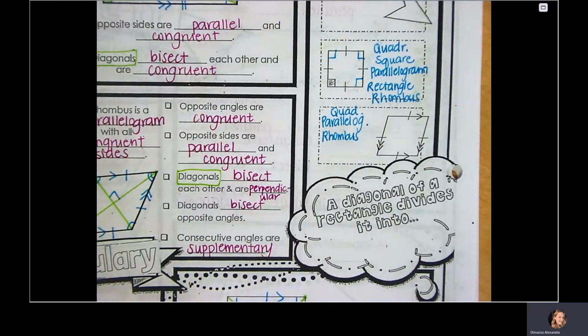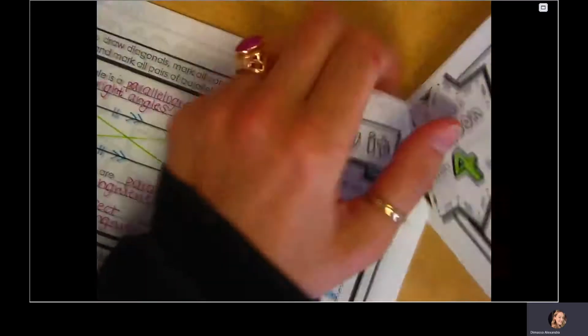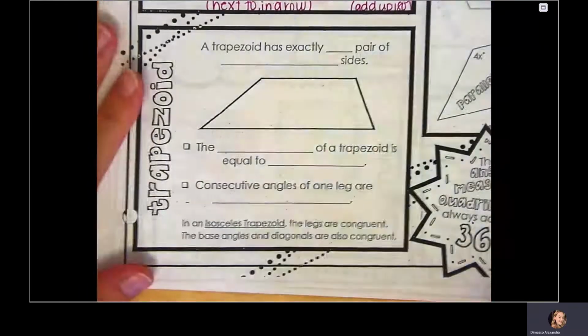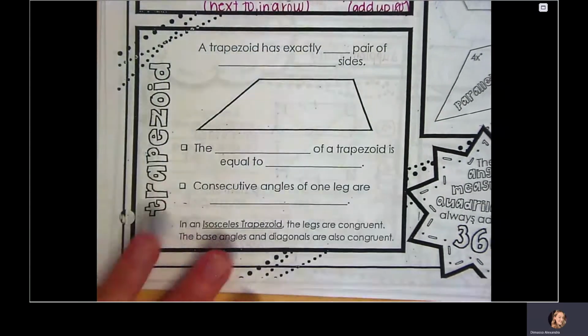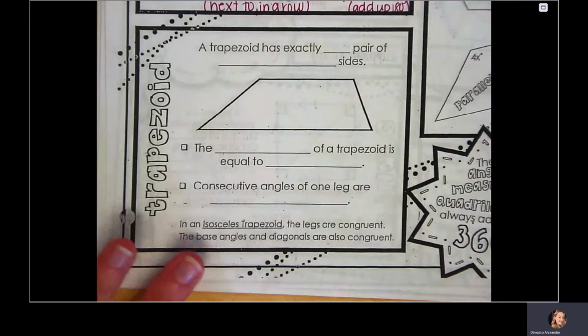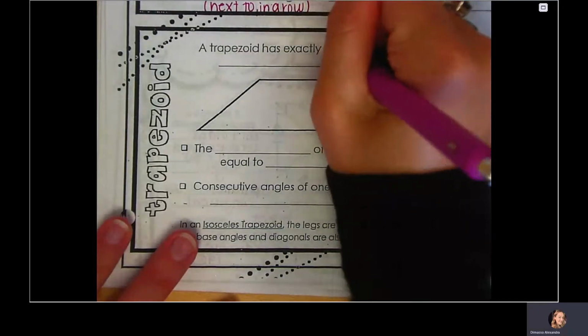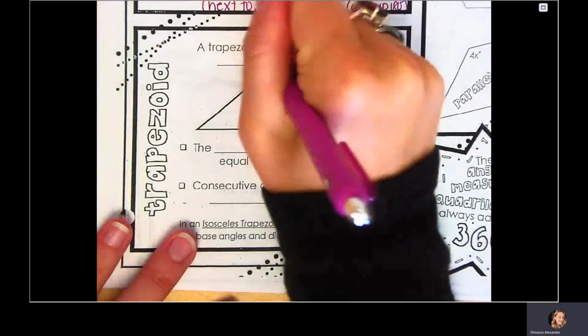We're done. All right, we've got just enough time to do our final one, which is trapezoid. Back to the front. I did trapezoid last because it's kind of a funky looking one. A trapezoid is not a parallelogram. That's why I decided to do this one by itself. A trapezoid has exactly one pair of parallel sides. One pair of parallel sides.